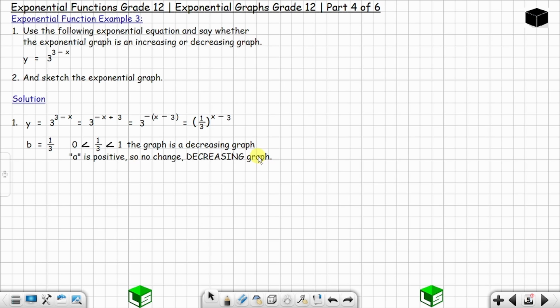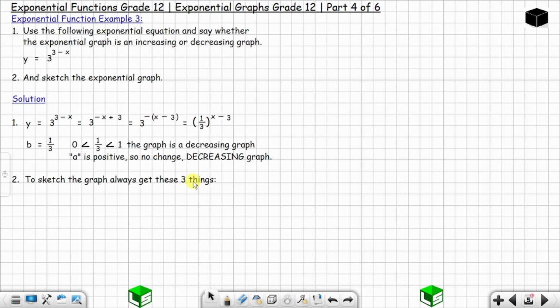Okay, so this is how you have to tell. You use the value of b and the value of a in order to tell if an exponential graph is an increasing or a decreasing graph. Okay, now question 2. Question 2 is to sketch the exponential graph. Okay, so to sketch the exponential graph, always get these three things.